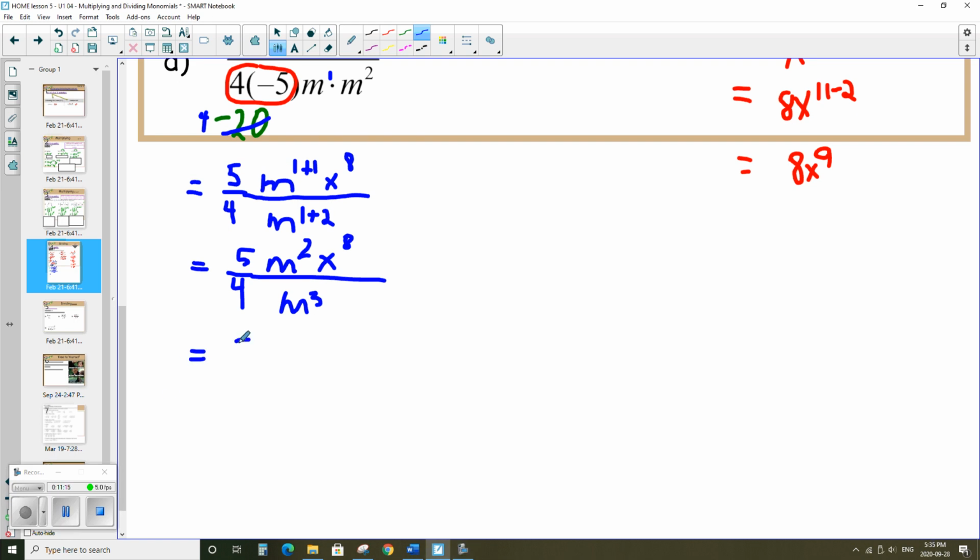Just showing my work, so 5 over 4, and 2 minus 3, and x to the 8. I'm going to end up with a negative exponent here on the m's, which is okay. We haven't talked about negative exponents yet, so for now, just leave it as m to the negative 1. I will teach you in a different lesson how to change that negative exponent into a positive one. But for now, this is good the way it is.